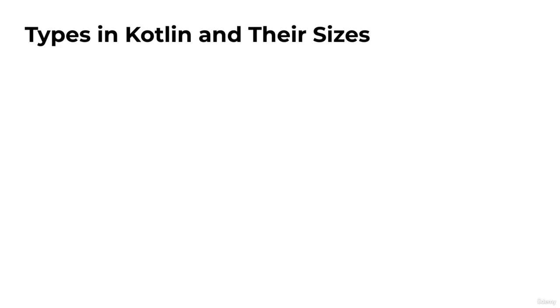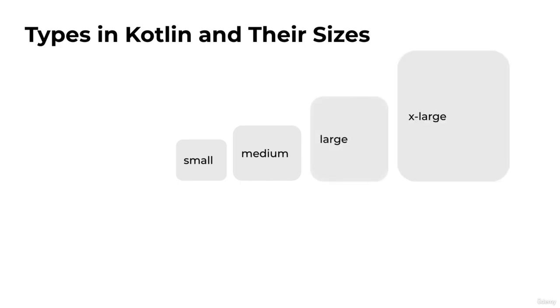So types in Kotlin and their sizes. If you look at a type as a bucket in the memory that will store a certain size of variable, we could divide everything into small types, medium types, large types, and extra large or X large types. What does that mean?